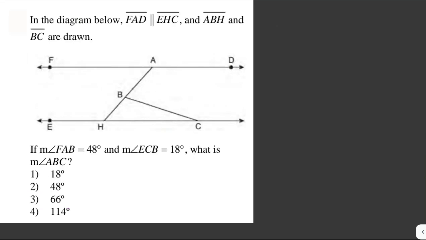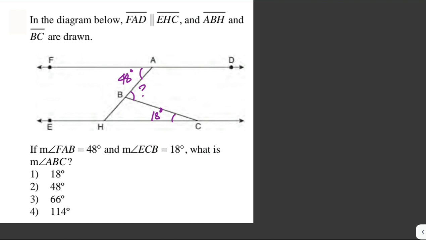In the diagram below, FAD is parallel to EHC, and ABH and BC are drawn here. If the measure of angle FAB is 48 degrees, and the measure of ECB is 18 degrees, what is the measure of angle ABC?